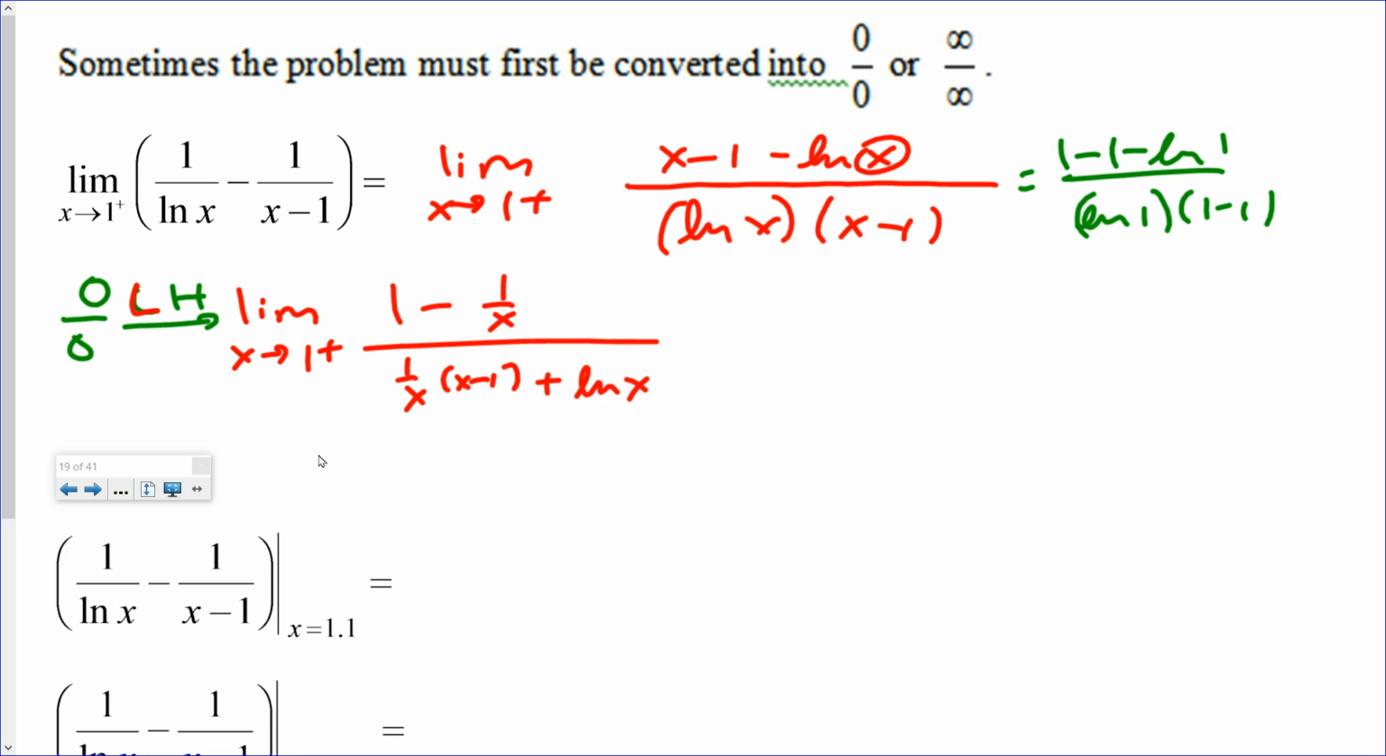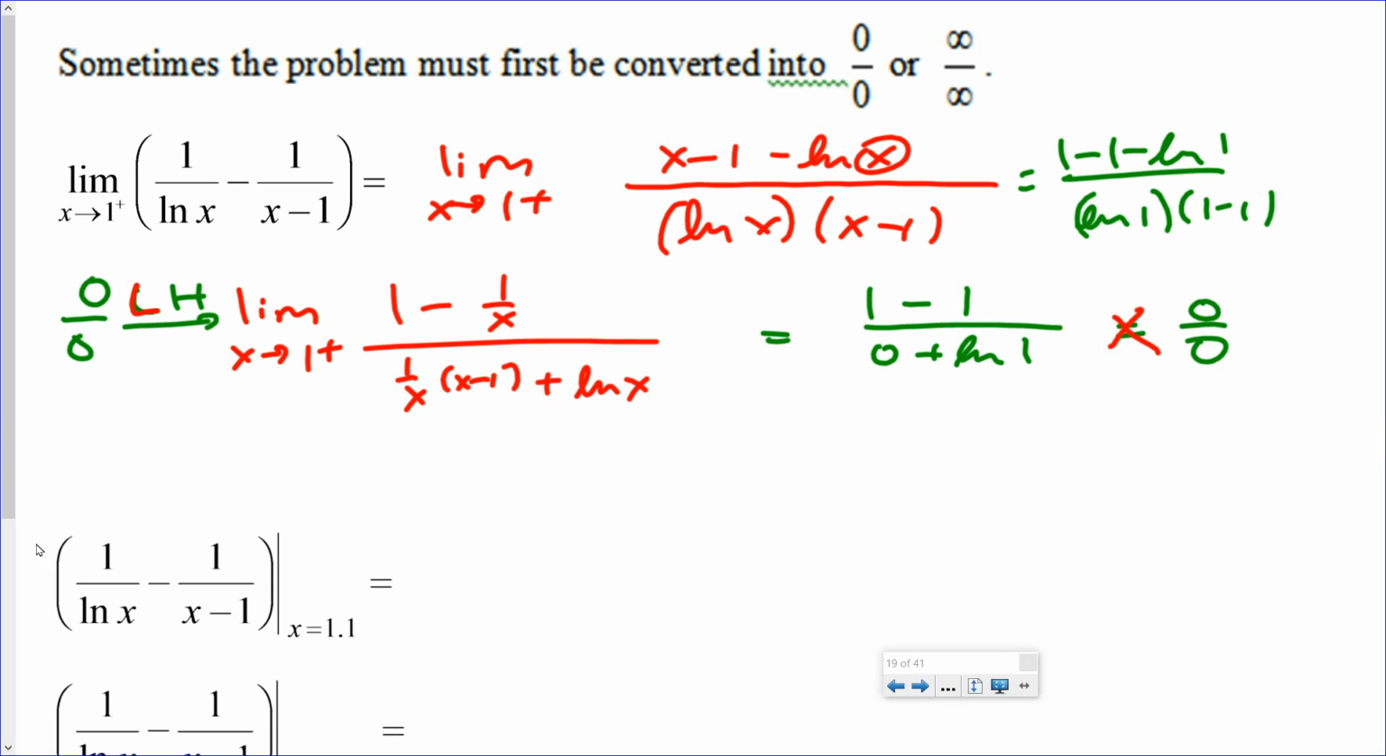I'm in a good place right now. I've got a new limit problem to solve. I'm going to plug in 1. When I plug in 1, I can drop the limit. I get 1 minus 1 over 0 plus ln of 1. And what does that give me? 0 over 0. Except I'm not going to put 0 over 0. You didn't see me do that. And what happens when you get 0 over 0? You can invoke L'Hopital's again. How fun is this? So, guys, this L stands for what? The limit. Rewrite the limit. I'm going to take the derivative of the top and the derivative of the bottom.